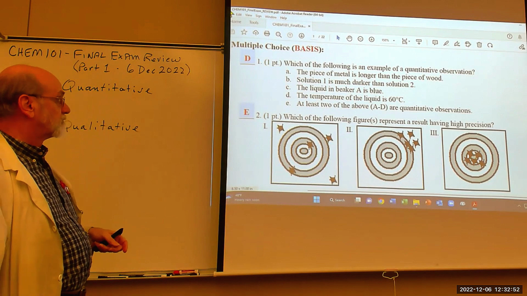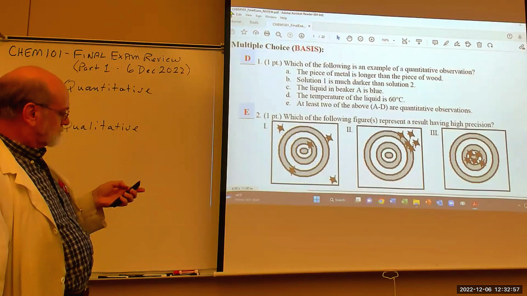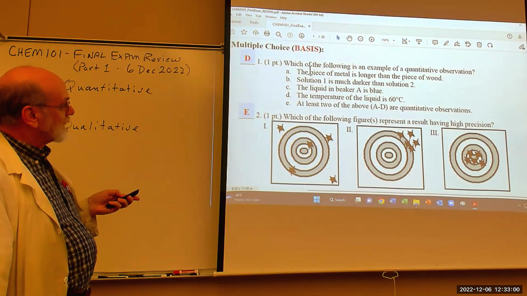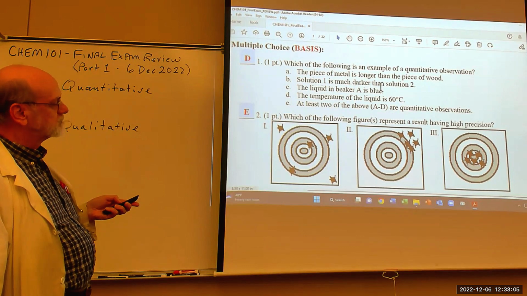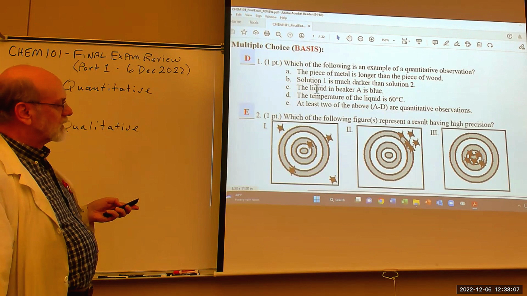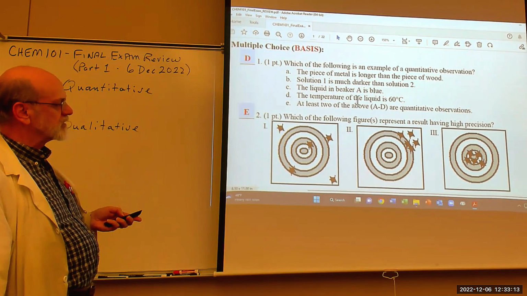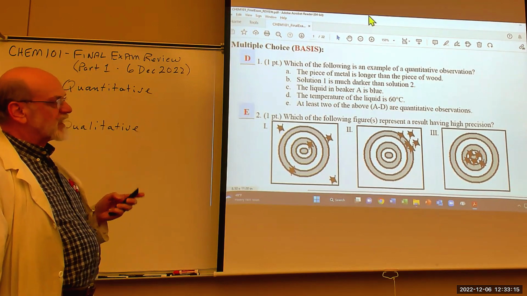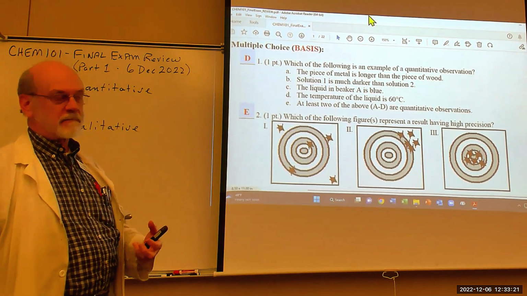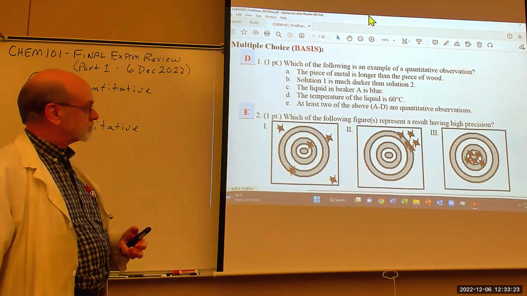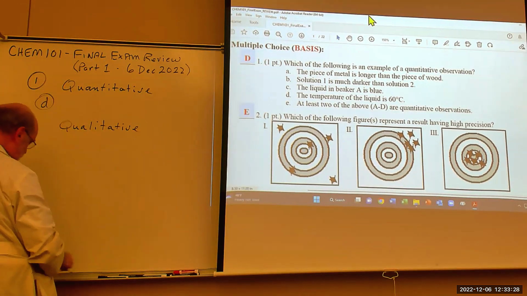So the one of these that works, you can see that a piece of metal is longer than a piece of wood is qualitative. Solution one is darker, qualitative. The liquid in the beaker A is blue, that's qualitative. The temperature of the liquid is 60 degrees Celsius. That's a dead giveaway when you've got actual data, that is numbers, to go along with a statement. So D would be the answer for one.